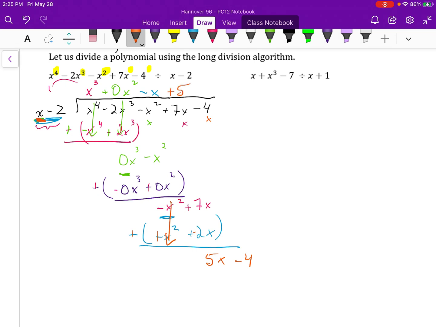x times what will give me 5x? Well, that's 5. Five times x minus 2 will give me 5x minus 10. Remember to subtract this quantity, and I'm terrible at subtracting, so I'm just going to add the negatives. And what we see here is that the x's cancel out, and I'm left with a remainder of 6.